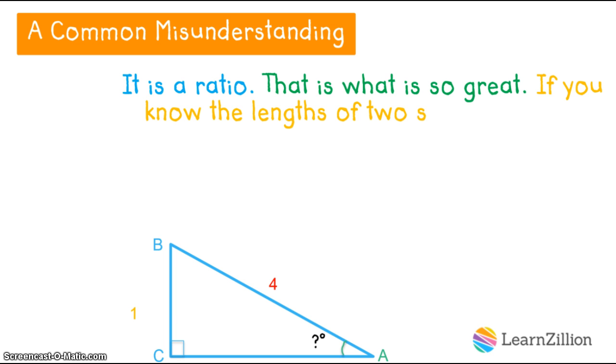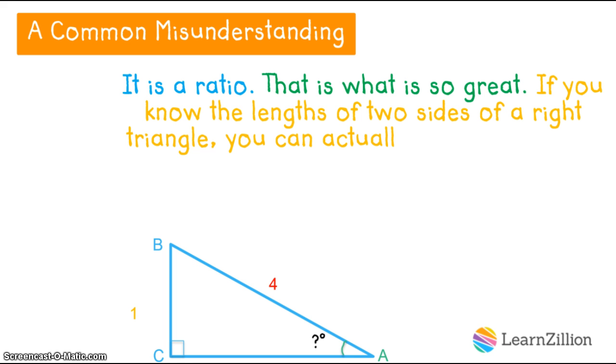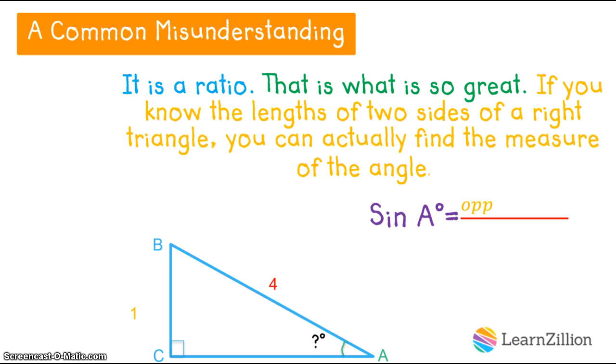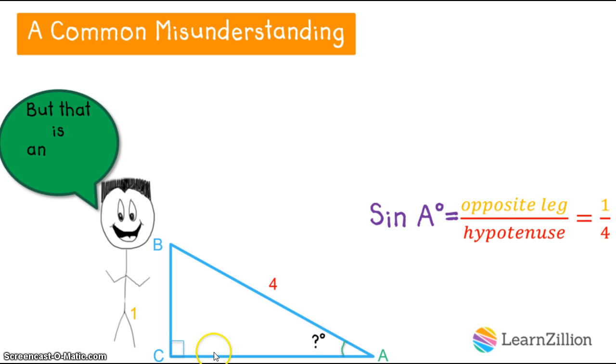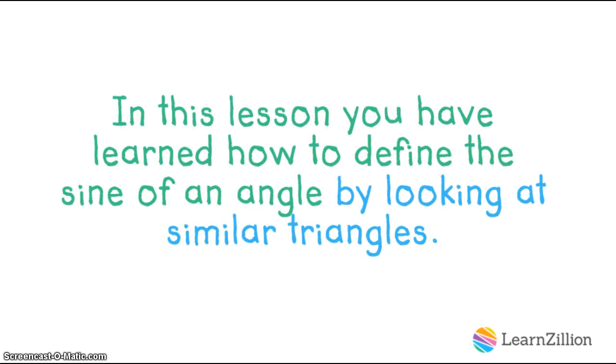If you know the lengths of two sides of a right triangle, you can actually find the measure of the angle. Just have to remember, sine of A is the opposite leg over the hypotenuse, which is 1/4. But that is another lesson. In this lesson, you have learned how to find the sine of an angle by looking at similar triangles.